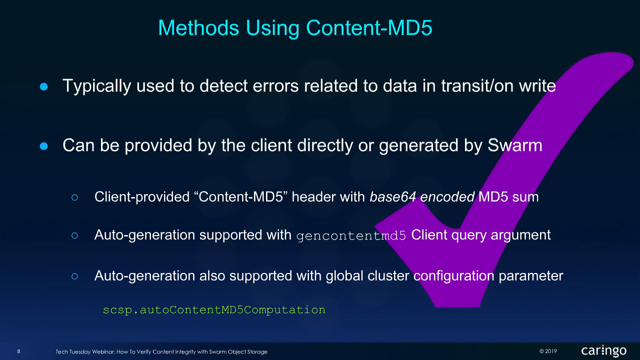The client provided content MD5 header is given with a write request, be it put or post, with a base 64 encoded MD5 sum as the value that you're going to be populating in that content MD5 header. You can also have that question. Sure, go ahead. Why does the content MD5 header have to contain base 64 encoding values?